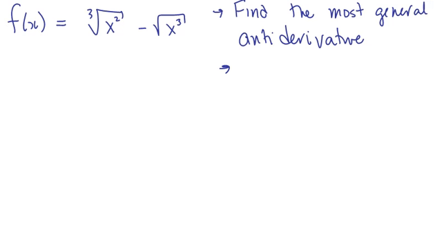I have given you here a function that has a couple of radicals in it, and I want together to find the most general antiderivative. So what we're looking at here is basically the derivative of a function, and I want to figure out what was the original function.